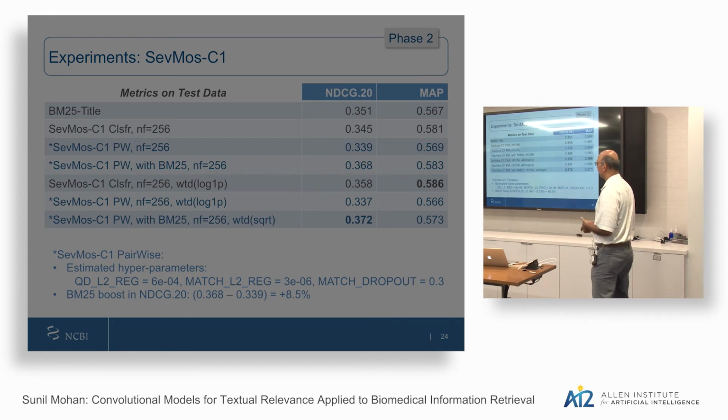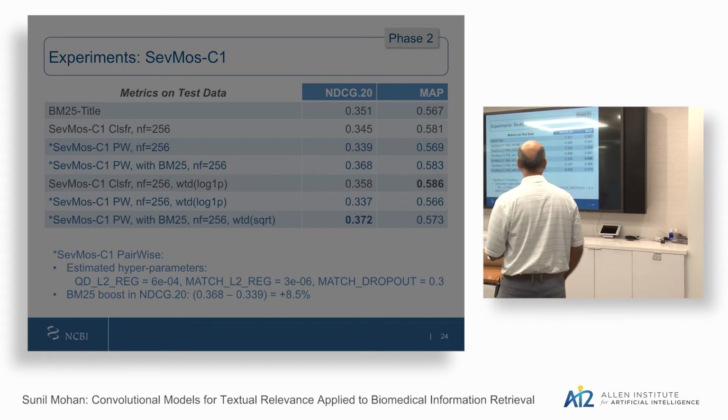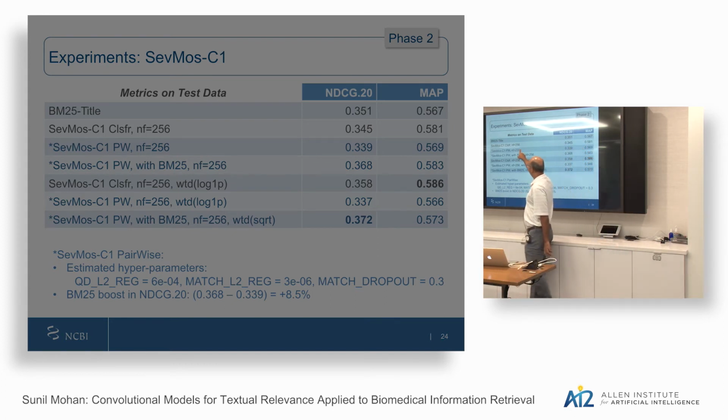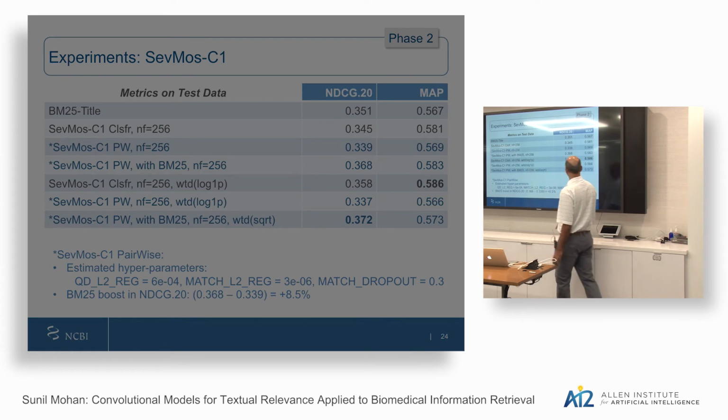So the numbers here, this is the original model simply converted to pairwise. Here I added BM25 on title as a lexical feature. And then here, this is a weighted version of the original model. Weighted version of this model, and this is a weighted version of this model. And you can see that basically things don't look interesting until here, which is adding BM25 as a lexical feature and weighting.